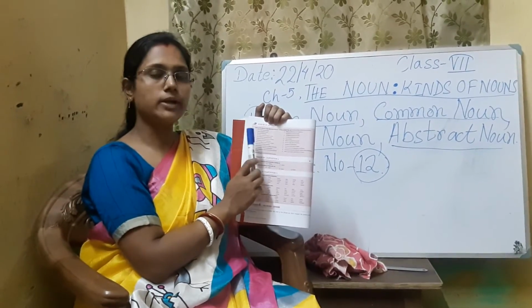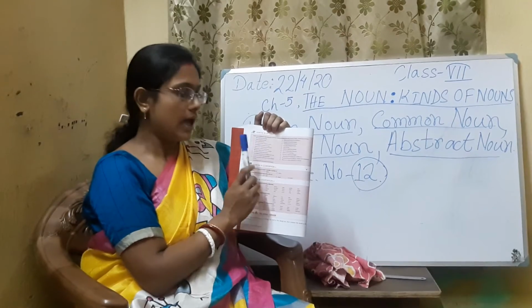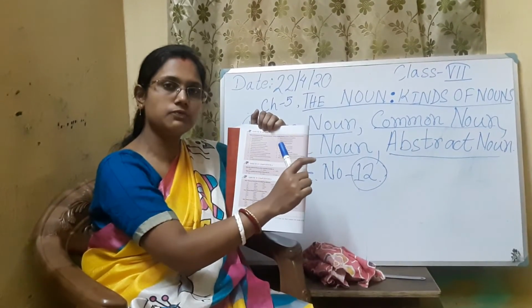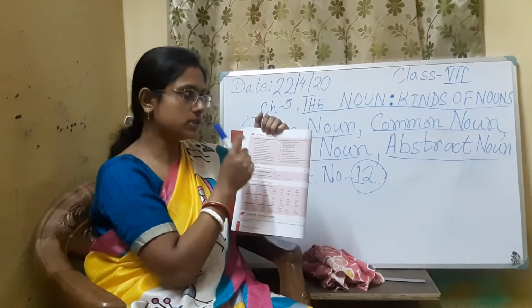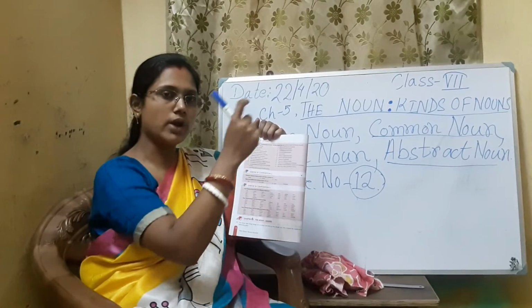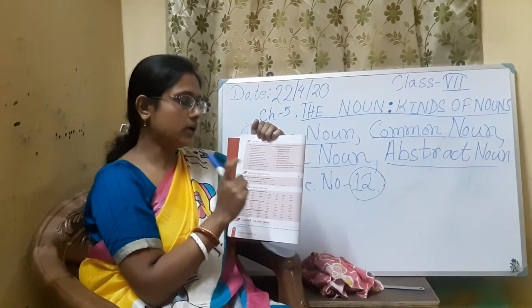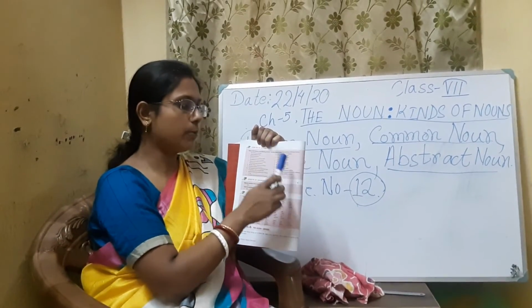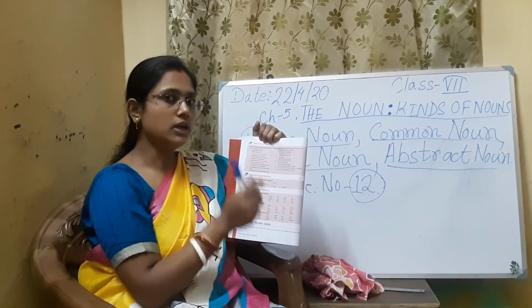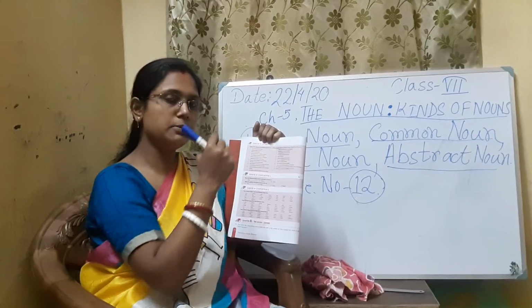To point out means you have to underline the noun. You have to copy the sentence first, then underline the noun, and after underlining the noun, you have to write beside the sentence what type of noun it is: common noun, proper noun, collective noun or abstract noun. Is it clear? Or after underlining, you may write it below.